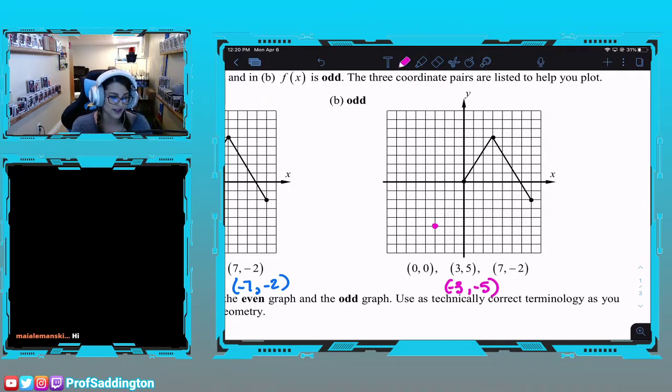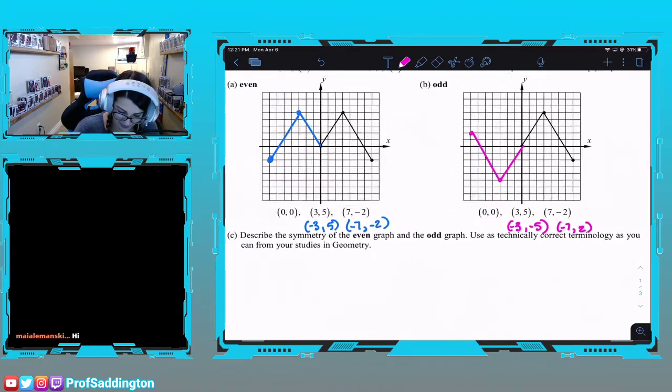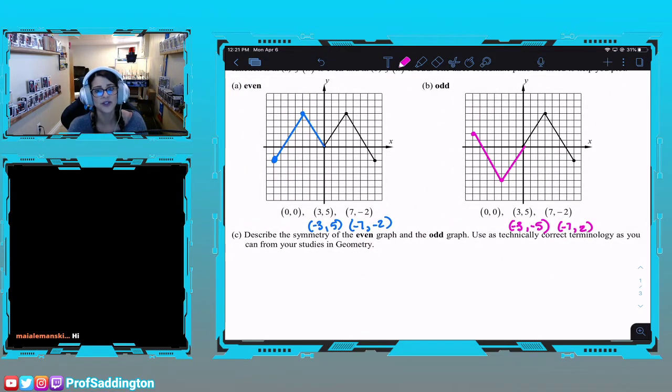And the point 7, negative 2, those are both going to change. That's going to be negative 7, positive 2. So those are both examples of even and odd. So if you don't have graph paper, that's fine, but make sure you do write the points down.